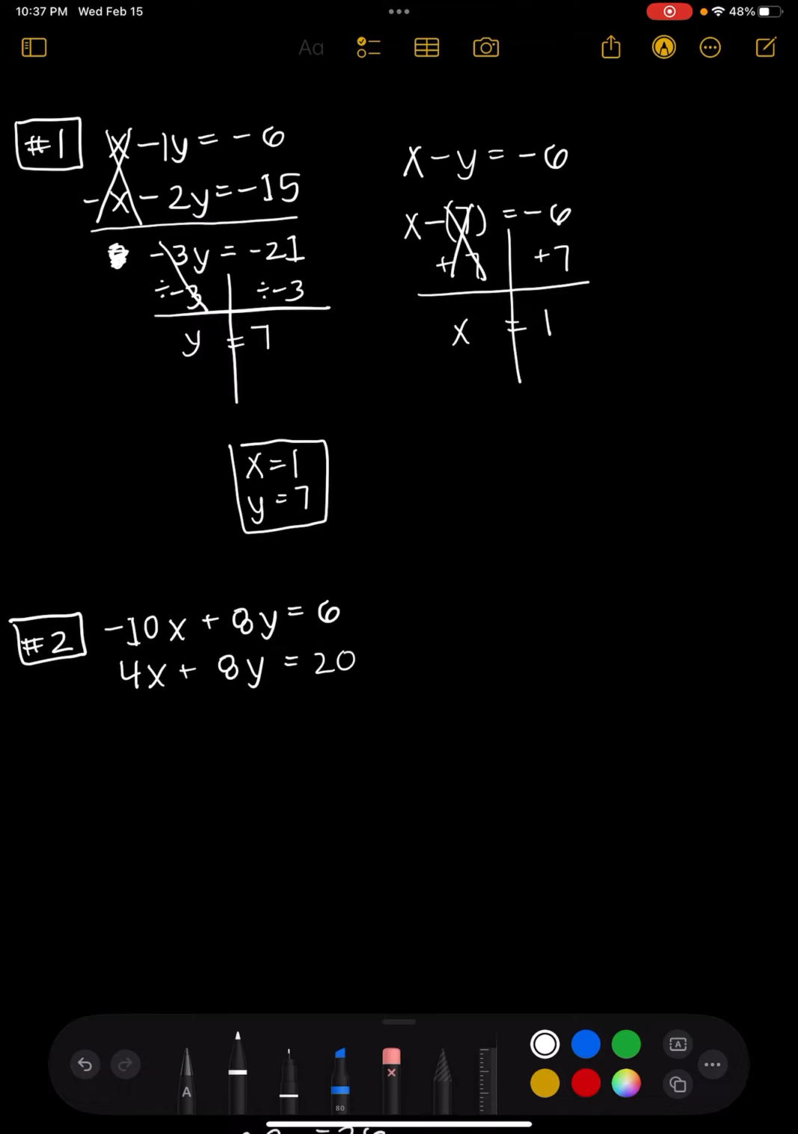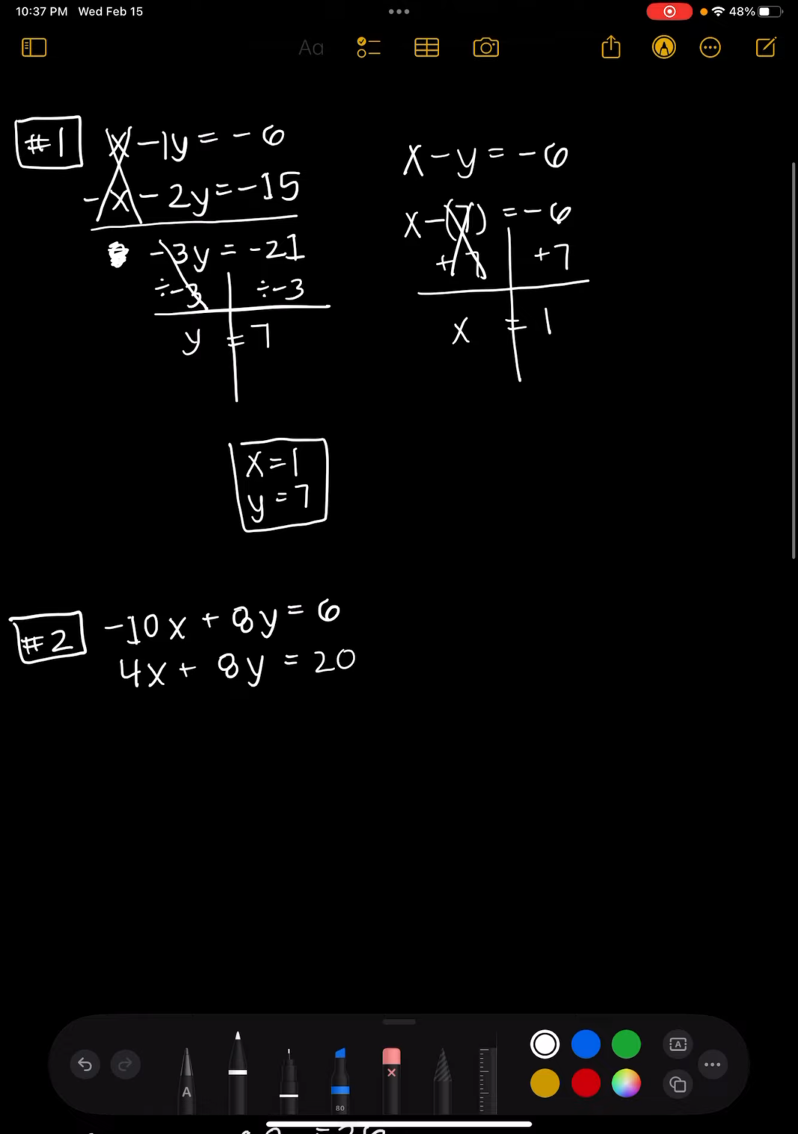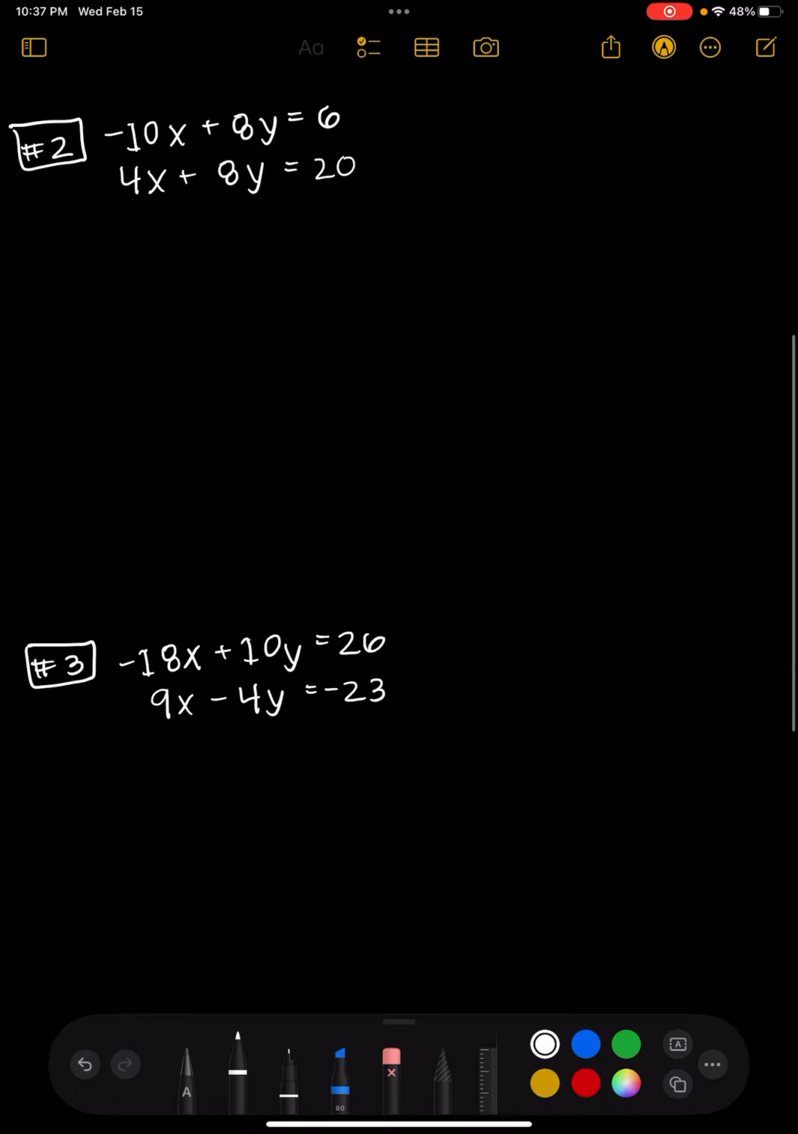All right. So for the next example, sometimes, well, let me backtrack and say this. For the first example, the x's just automatically canceled out. We just added them together, the x's canceled out. But sometimes you can't get them to just automatically cancel out. You have to multiply by something.